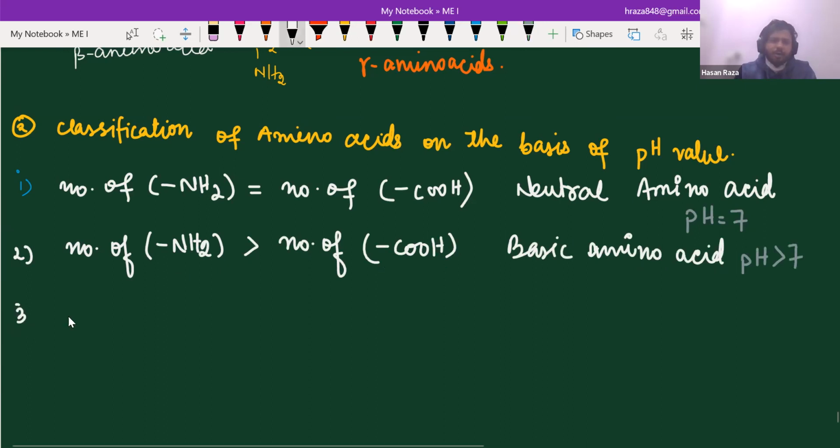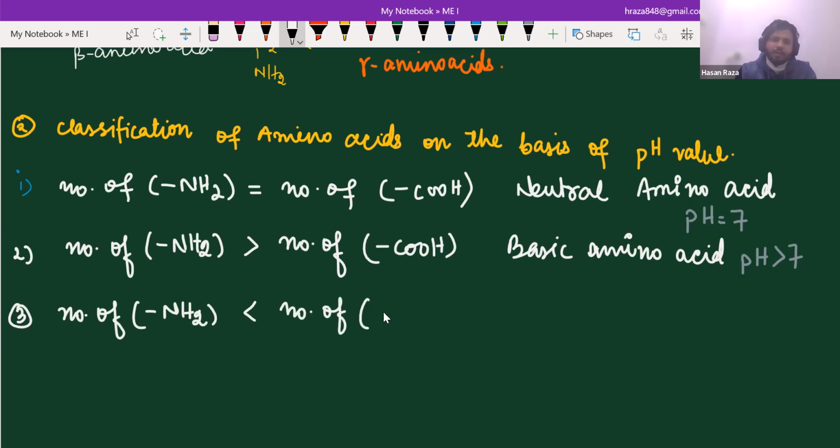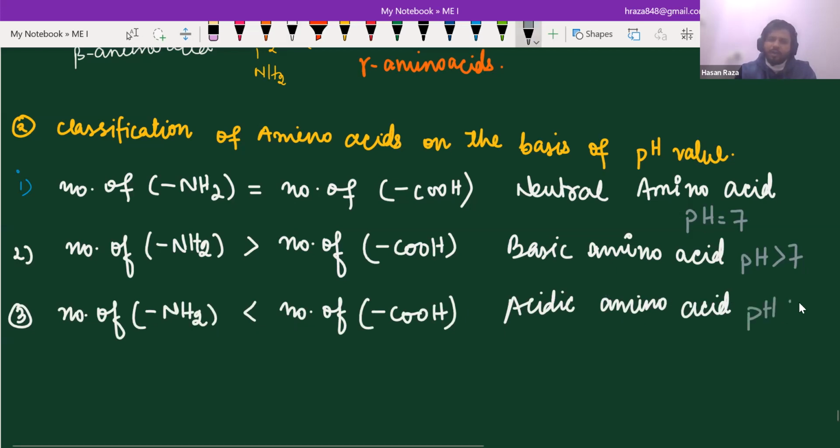Then come to the next part. If the number of NH2 is lesser than the number of COOH, then it is an acidic amino acid. Since it is acidic in nature, the pH will be lesser than 7. It's very easy, right?